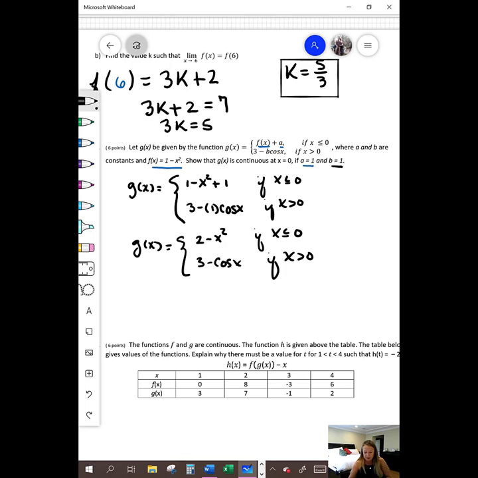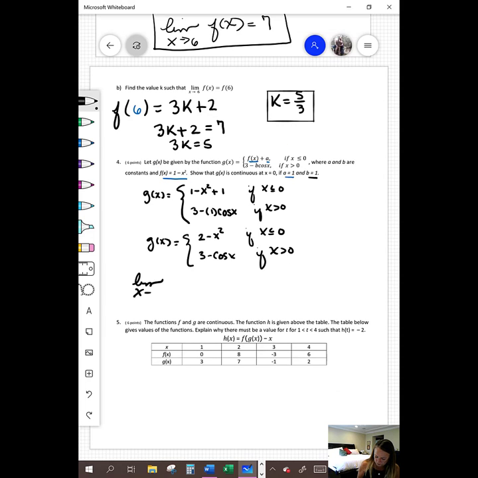So looking at the limit as x approaches 0 on the left, that would be values less than 0, and so this would be using the first equation, 2 minus x squared. Plugging in 0 wherever we see an x, we get back 2.